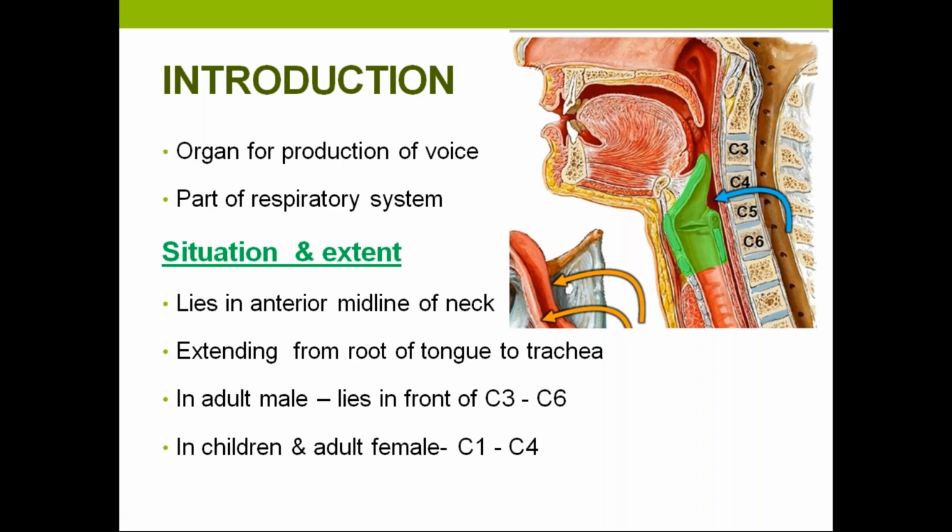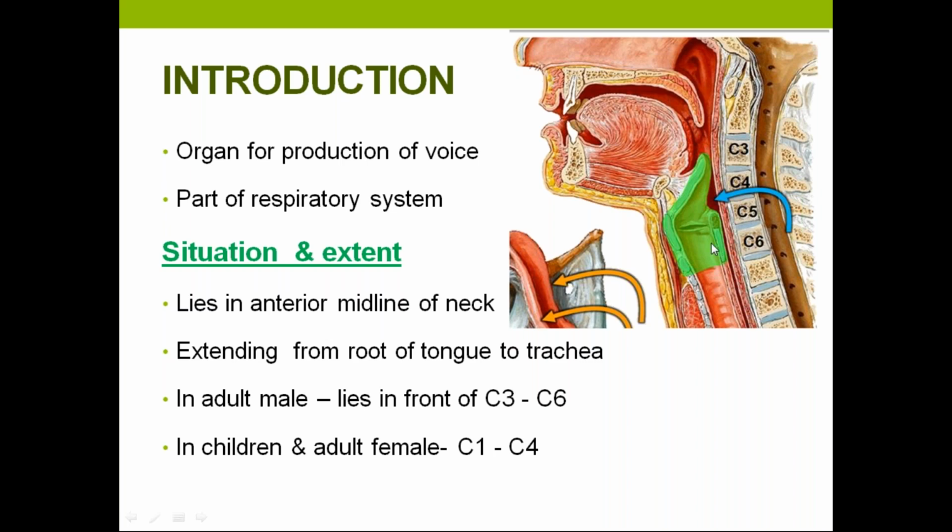And if you see the extension of the larynx, it extends from the root of the tongue to the trachea. This is a sagittal section of the head and neck specimen. You can see the section of the mandible. This is the tongue. This is the hyoid bone. The green colored part here is the larynx. Below that, this part is the trachea. And you can see the pharynx here. This is the nasal cavity and this is the nasopharynx. And this is the oropharynx, and here is the laryngopharynx. Laryngopharynx continues as the esophagus.